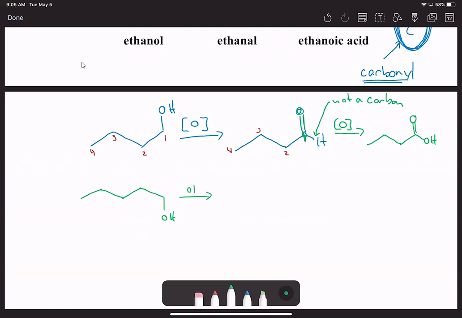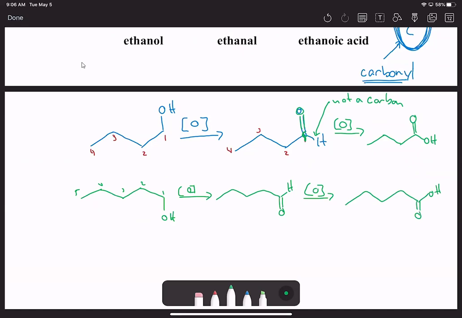We oxidize it the first time. We have 1, 2, 3, 4, 5 carbons. First time we oxidize it, we memorize it, that we get an aldehyde, which is a carbonyl plus a hydrogen. We oxidize it again, we're going to get a carboxylic acid. There's my 5 carbons, which is a carbonyl plus a hydroxy group.